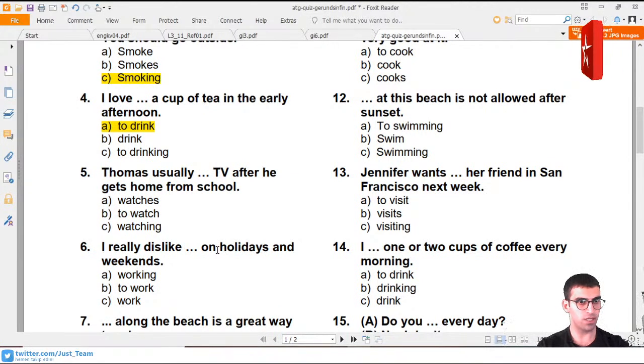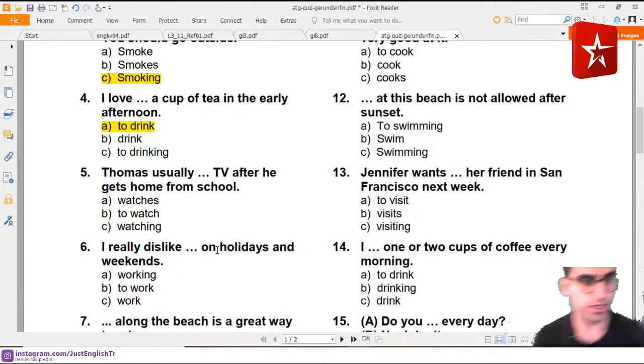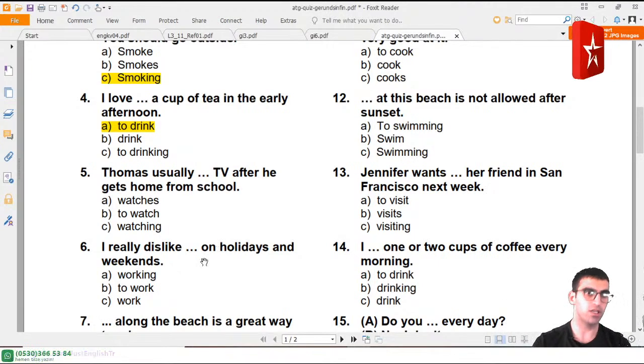Recep says C. Aisha says number 5 is A. Okay, let's wait for the rest of the students. Which one is correct? Okay, just 3 students wrote the answer. Adem and Hava. Hava says, I don't know. Adem says watch. Yes, watch.